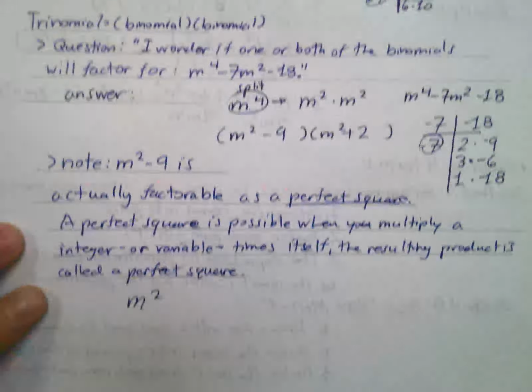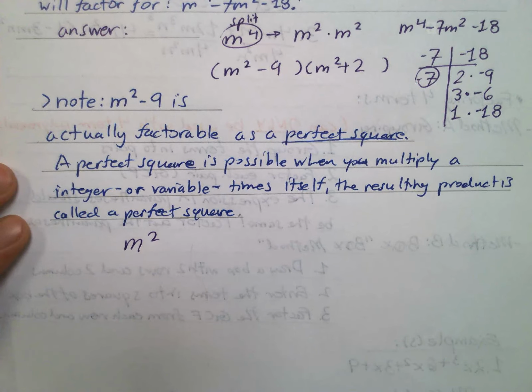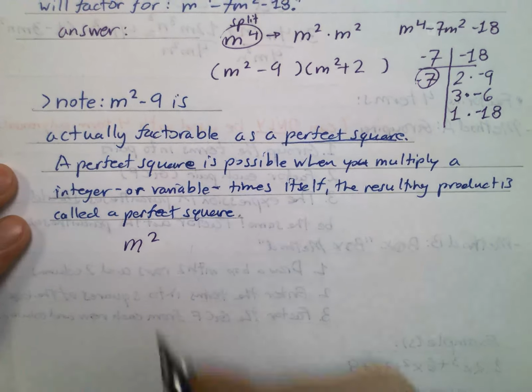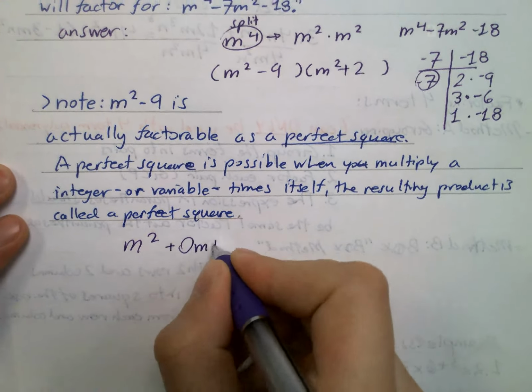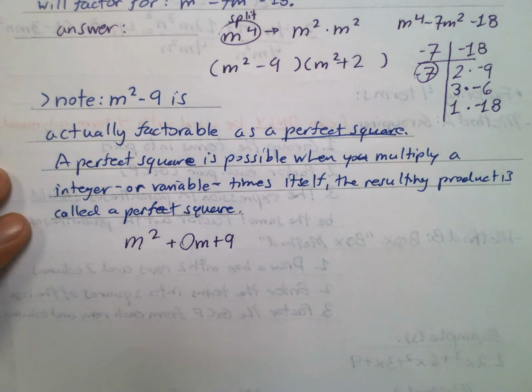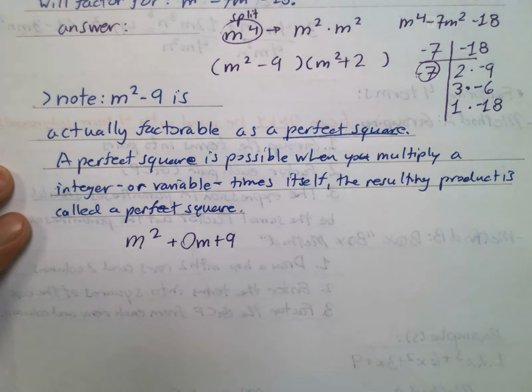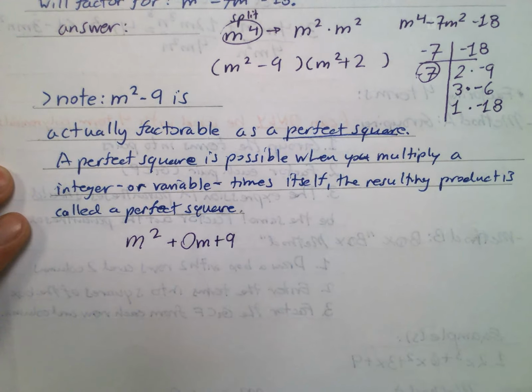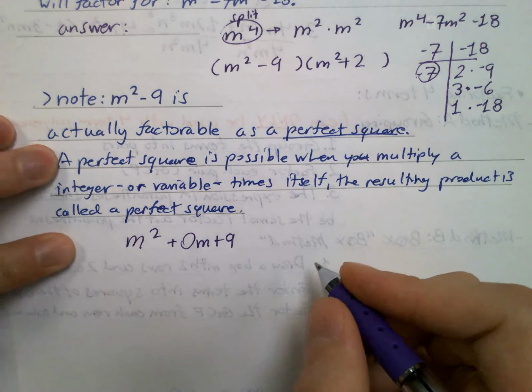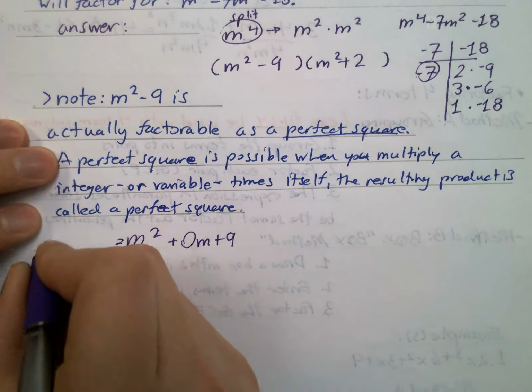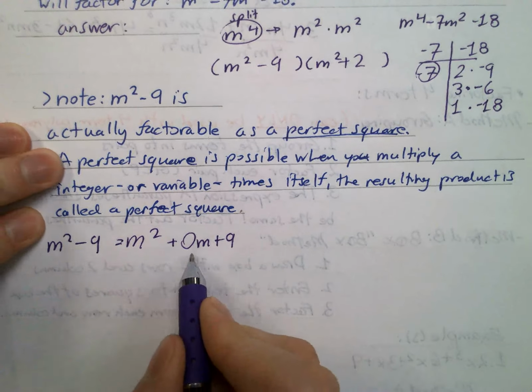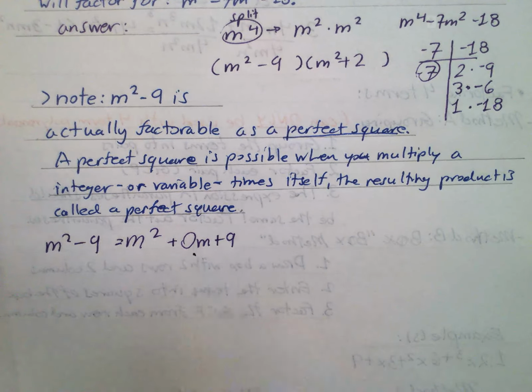Now, what I recommend you do is add a placeholder in the middle, like so. One, this will prevent any errors and misunderstandings. Two, this will allow you to better visualize what's going on in the middle. This is equivalent to m squared minus 9. It just means the middle term is basically 0. It doesn't exist. We're good.